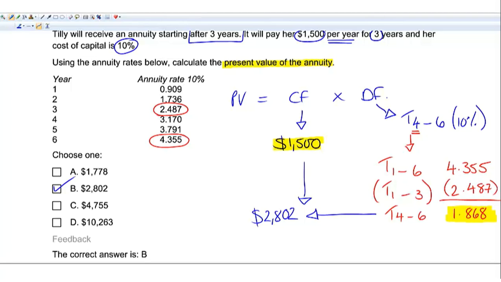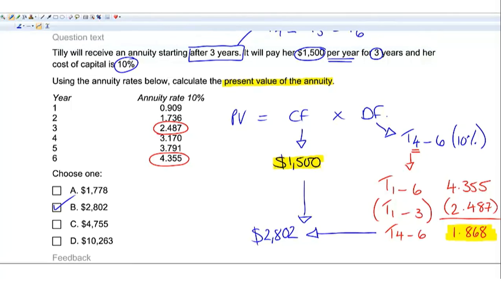Okay, so I would be comfortable with playing about with the different time periods here. So using the information that you're given in the cumulative present value tables, but manipulating that information to drop out the time period that's relevant to the question.